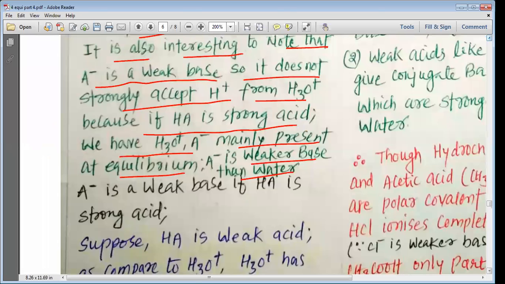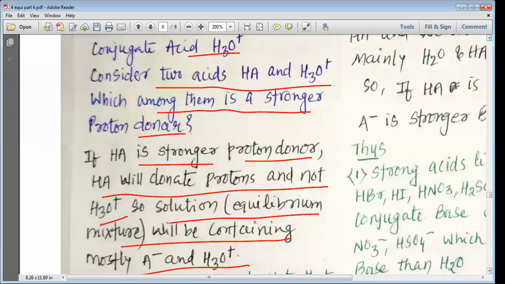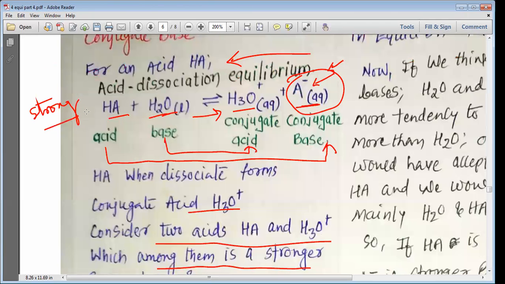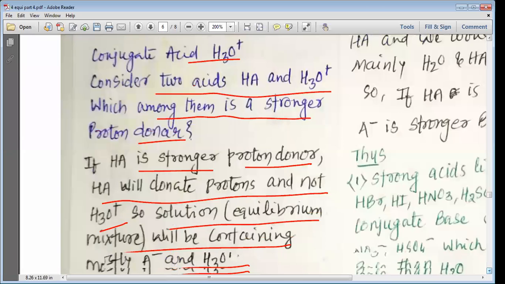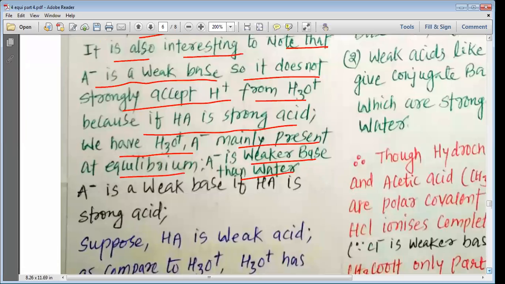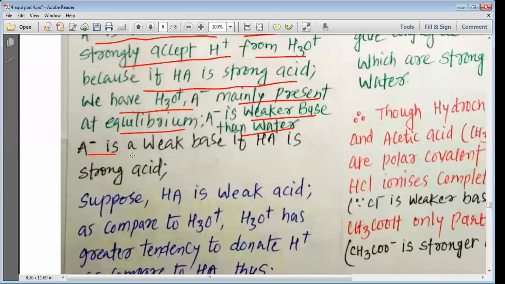If we understand the conjugate acid base pair, we can see that the acid that we have, which is HF, is a stronger acid, but the conjugate base that we get is even weaker than water, and that is why an acid will have a conjugate base which is weaker than water. So a strong acid will have a weak conjugate base, and a weak acid will have a strong conjugate base. That is what we can easily understand. So A minus is a weak base if HA is a strong acid.